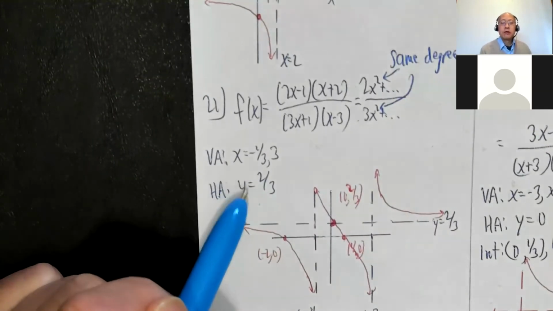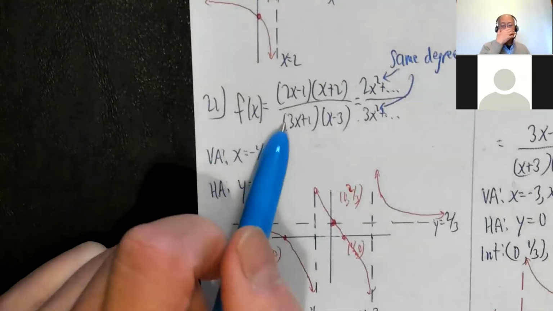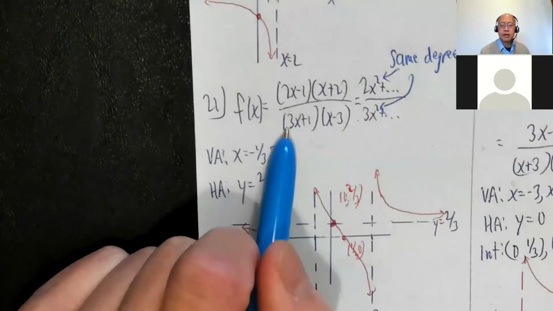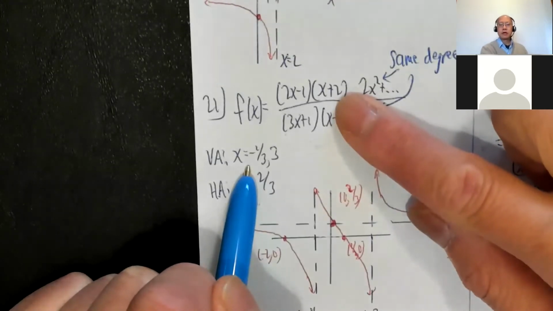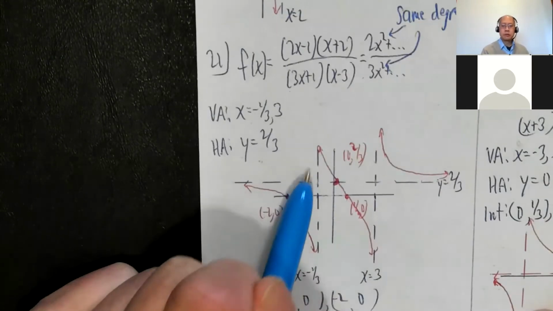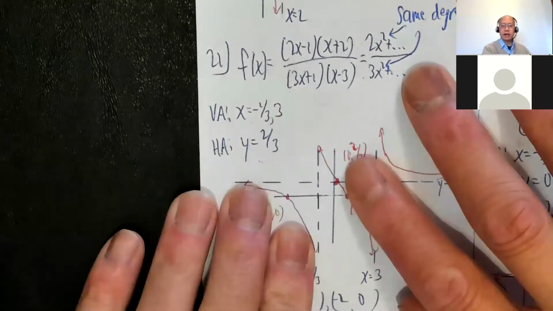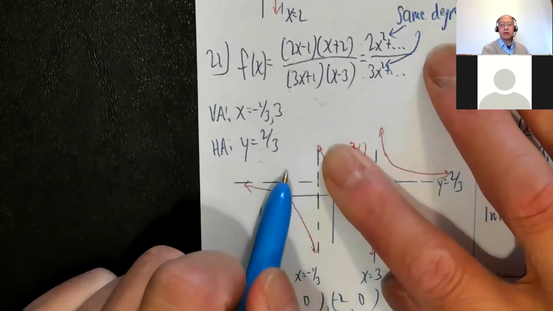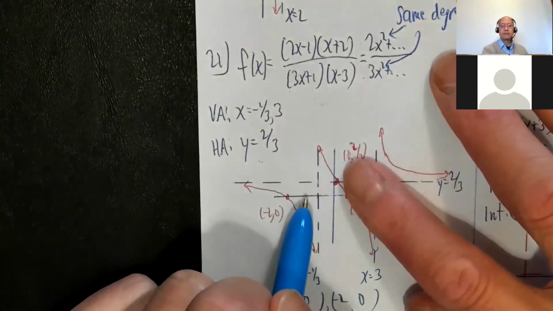Horizontal asymptote, y equals 2/3. Vertical asymptote: set each of these equal to 0. That's x equals 3. For this one, with a little bit of algebra, you would subtract 1, divide by 3, and x equals -1/3. So x equals -1/3 and x equals 3 are vertical asymptotes. Ignore the red lines right now. I got my asymptotes: y equals 2/3 up here, which is horizontal, and vertical, x equals -1/3 and x equals 3.